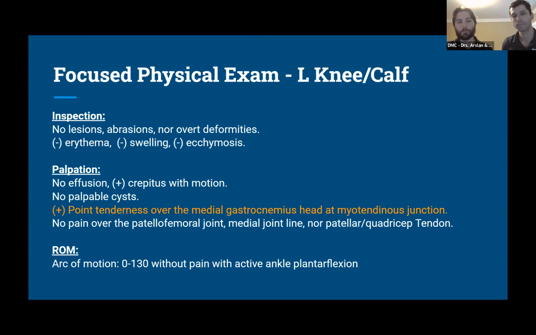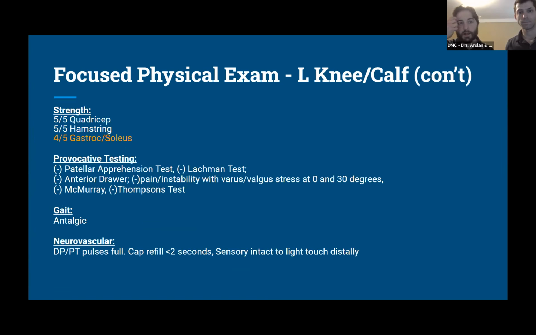On physical exam, inspection of the left knee and calf was normal. With palpation, he did have some point tenderness over the left medial gastroc at the level of the myotendinous juncture. No tenderness over the patellofemoral joint, the medial knee, patellar or quadriceps tendons. And he had relatively normal knee range of motion with active plantar flexion. He had 5 out of 5 strength with quadriceps and hamstring muscle testing and did have 4 out of 5 weakness with plantar flexion. Our provocative testing was all negative, including negative McMurray's and negative Thompson's tests. Patient was neurovascularly intact, but did ambulate with an antalgic gait.